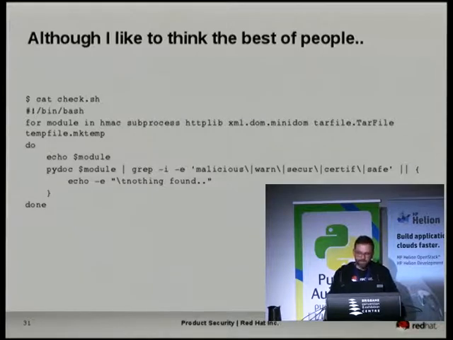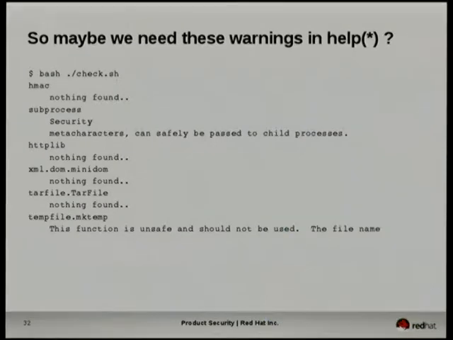And what I found was that in all of those modules that I mentioned previously, none of the warnings were present in that documentation. And that's maybe something that we need to look at fixing in Python. I'm sorry, there was one case, mktemp, which says quite clearly that this function is unsafe and should not be used. So that's a pretty good warning, right?